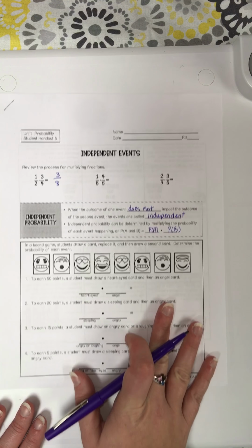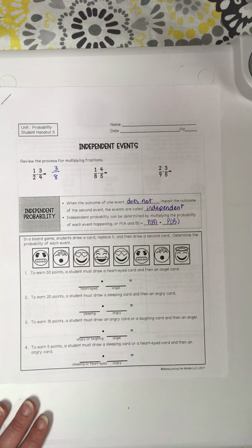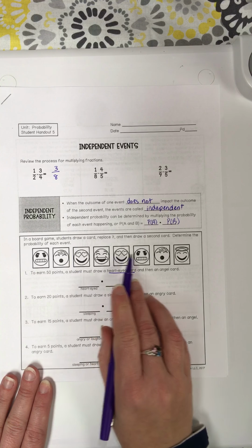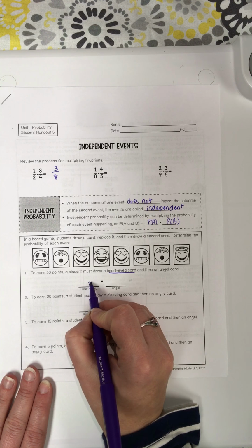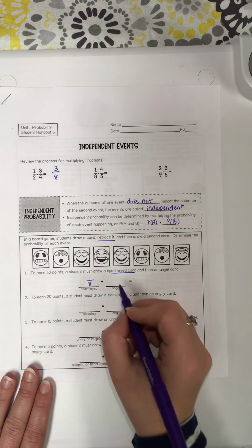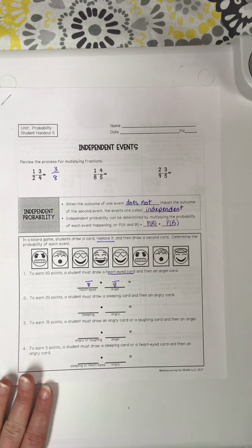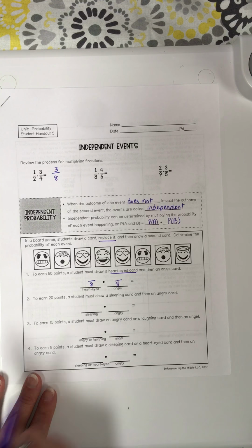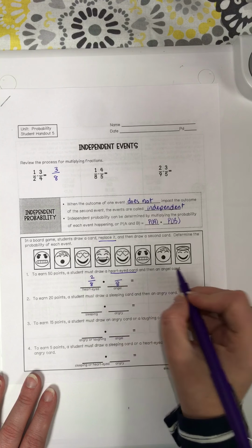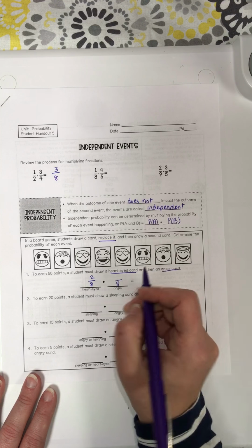In a board game, students draw a card, replace it, and then draw a second card. Determine the probability of each event. To earn 50 points, a student must draw a heart-eyed card and then an angel card. So the heart-eyed card, we have 1, 2, 3, 4, 5, 6, 7, 8 total. And because we're replacing the card, the denominator is going to be 8 for both of these probabilities. So a heart-eyed card is 2 out of 8, and an angel card is 1 out of 8.